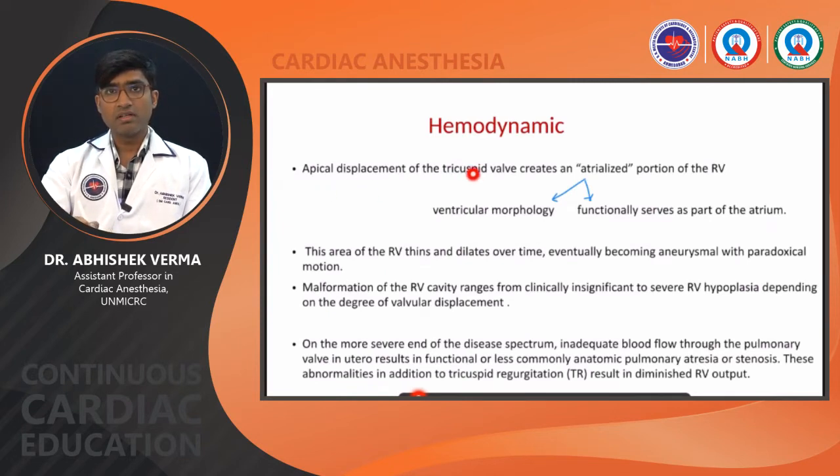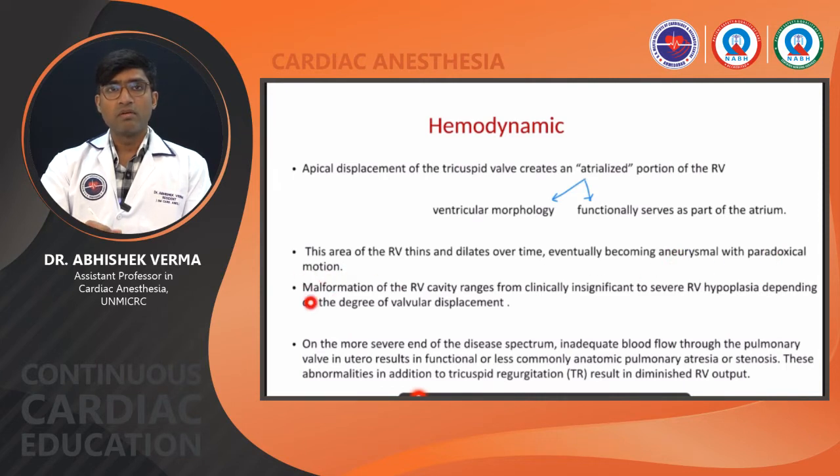Later, apical displacement of the tricuspid valve creates an atrialized portion of the right ventricle. So this portion has ventricular morphology but functionally serves as a part of the atrium. This area of the RV later thins and dilates over time, eventually becoming aneurysmal with paradoxical motion.